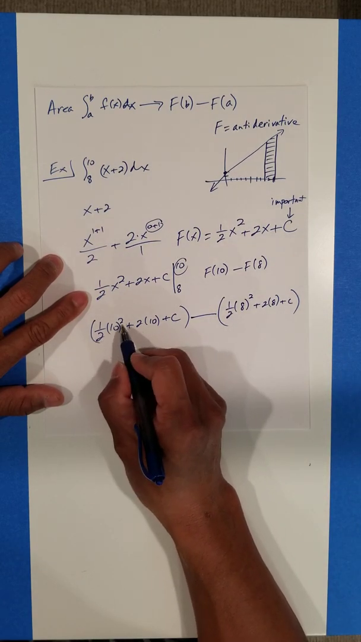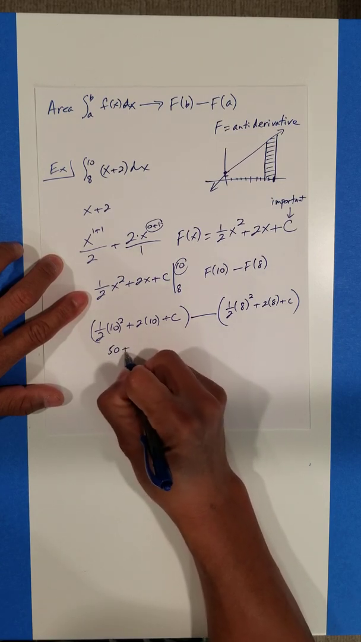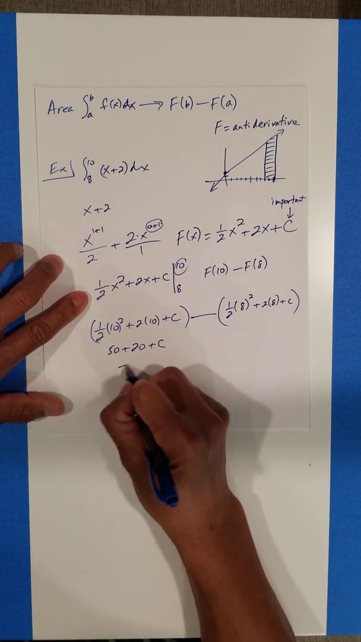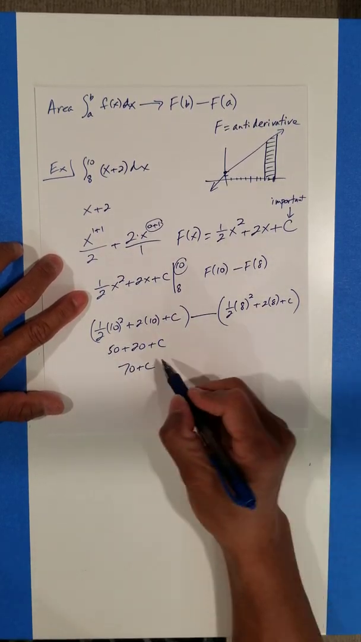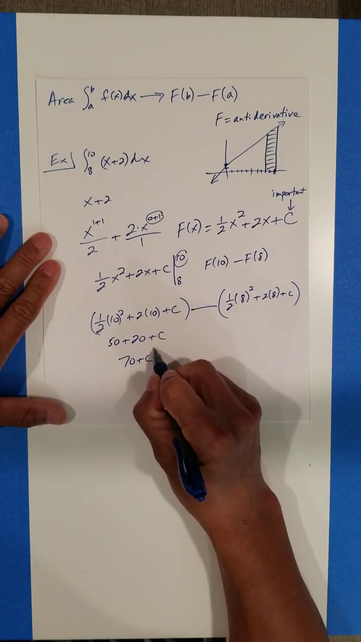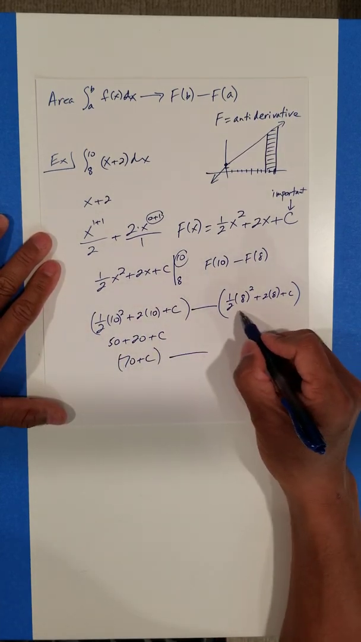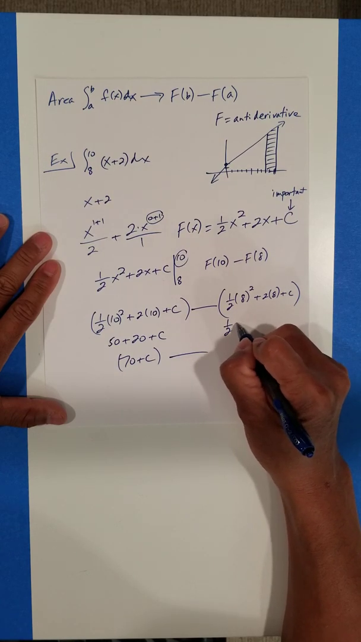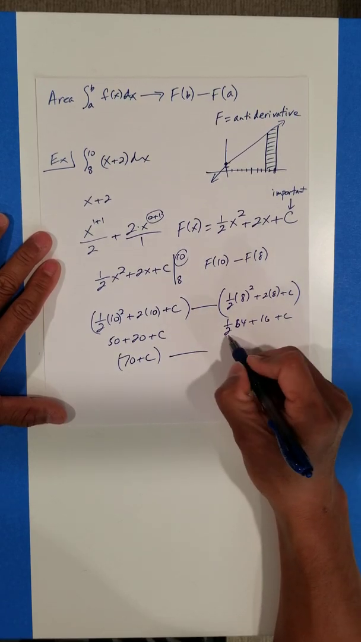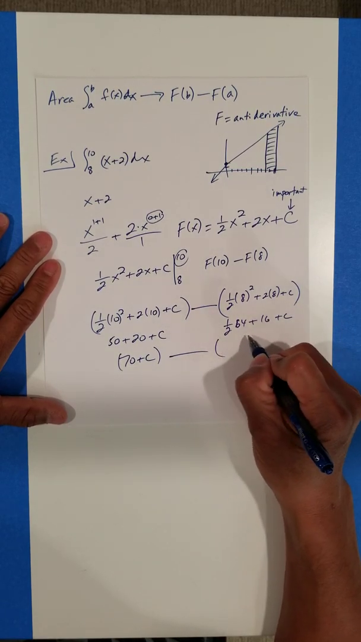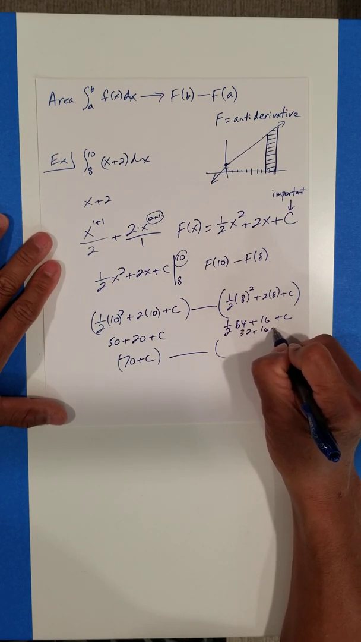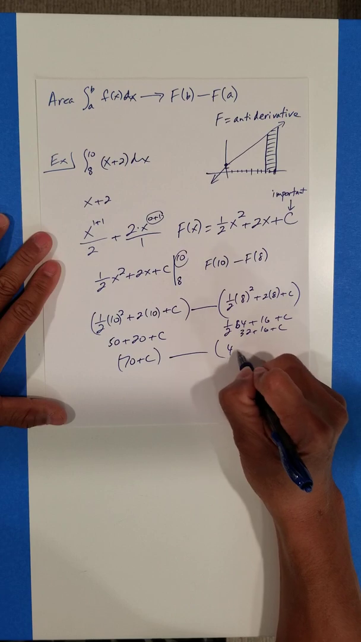Okay, so 1/2 of 10 squared, that's 50, plus 20, plus c. So this is 70 plus c. I can't add these, right? No, not allowed. Not like terms. So I get that. Minus. Okay, let's evaluate this. 1/2 of 64 plus 16 plus c. So half of 64, 32, right? 32 plus 16 plus c. Okay, so 48 plus c.